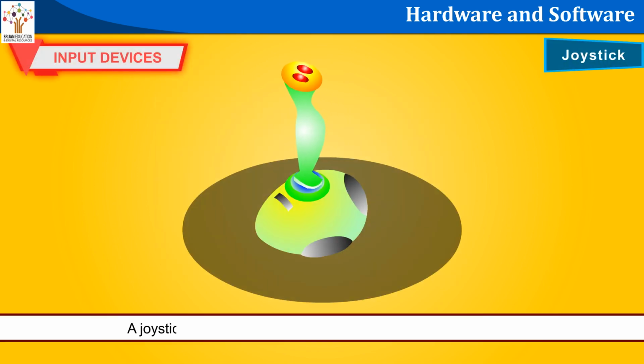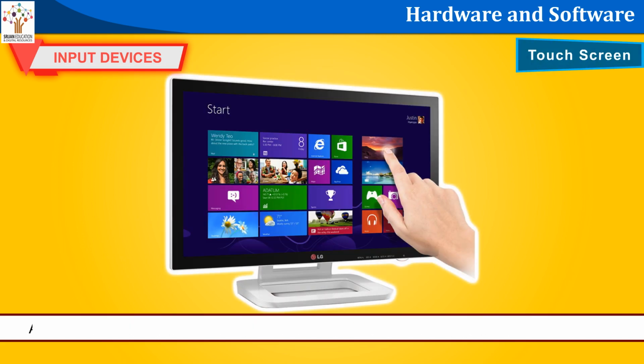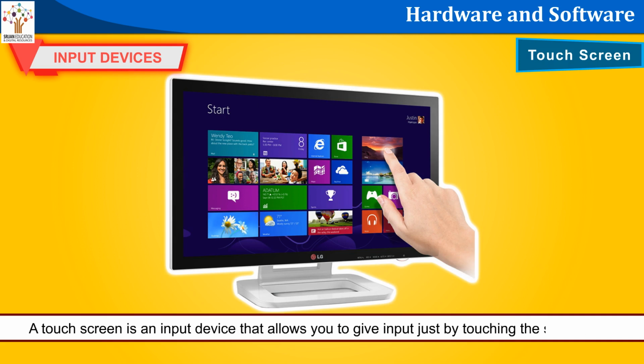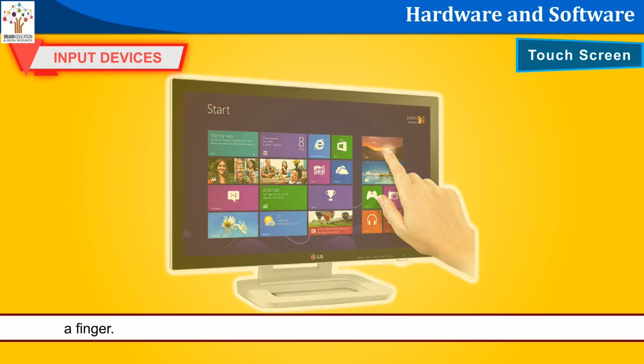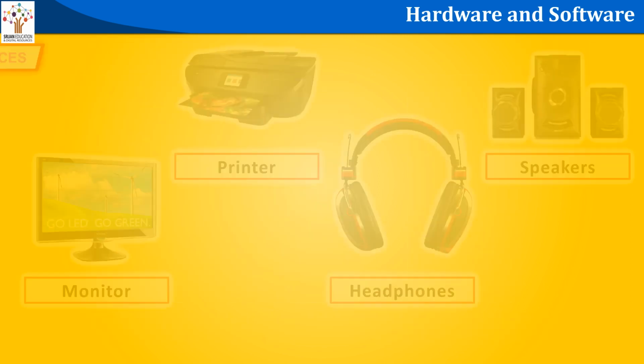Joystick. A joystick is an input device used for playing computer games. It allows you to move objects quickly and accurately on the screen while playing a game. Touchscreen. A touchscreen is an input device that allows you to give input just by touching the screen with a finger. Tablets and smartphones are examples of common touchscreen devices.